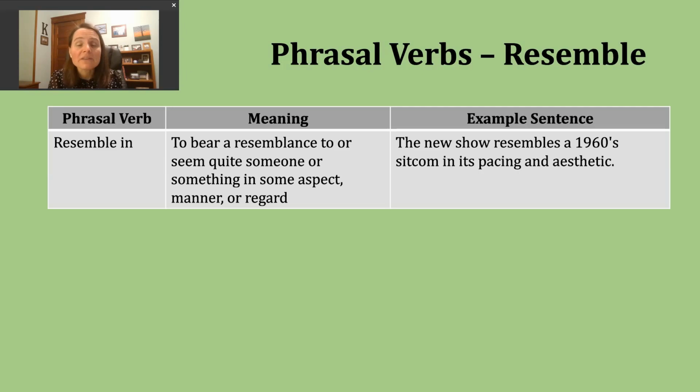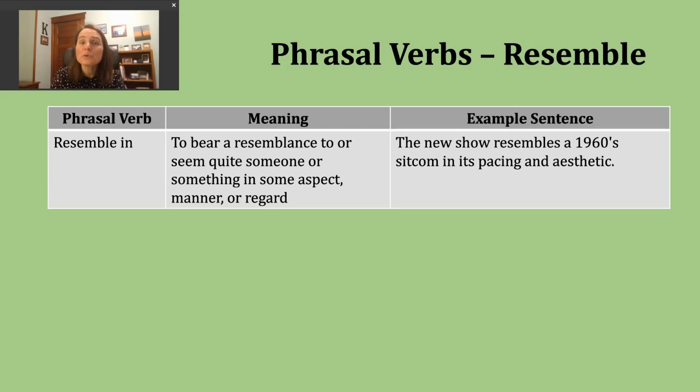So an example of this in a sentence might be, the new show resembles a 1960s sitcom in its pacing and aesthetic. So here, maybe we're talking about a new TV show in 2025, and someone's saying it seems very similar to situation comedies, that's the word sitcom, as they were made in a very different era.